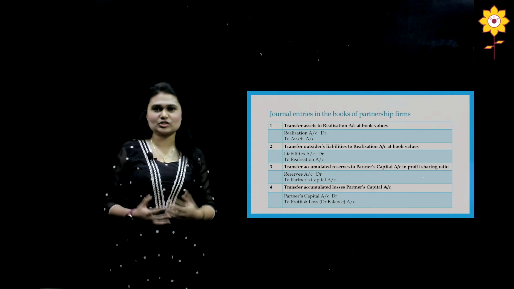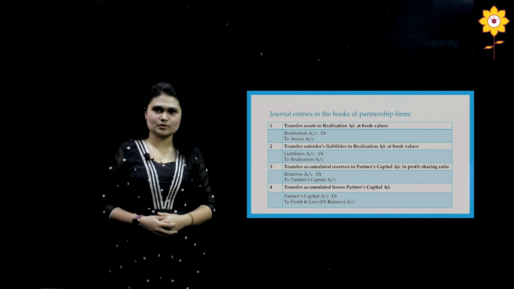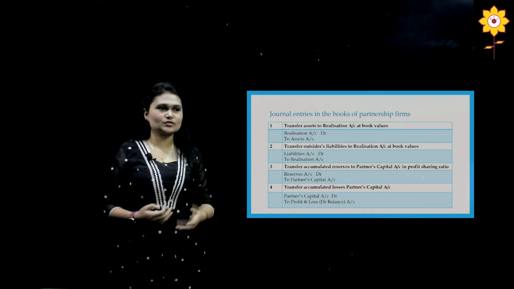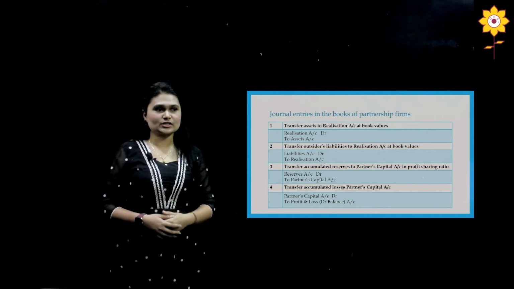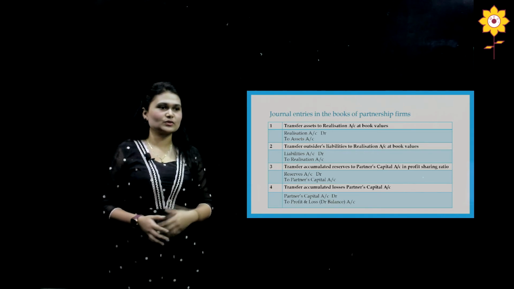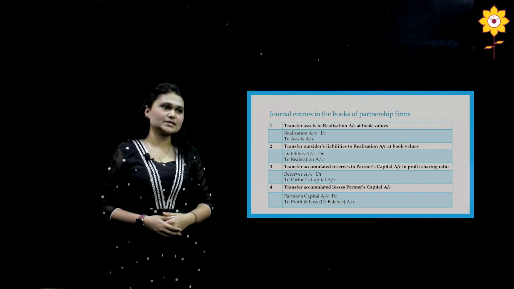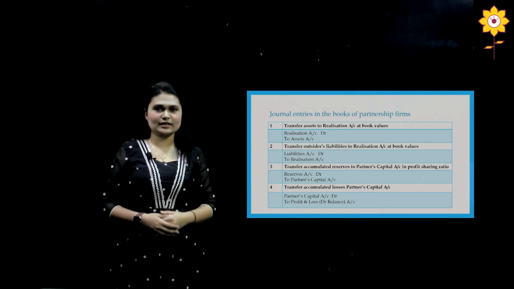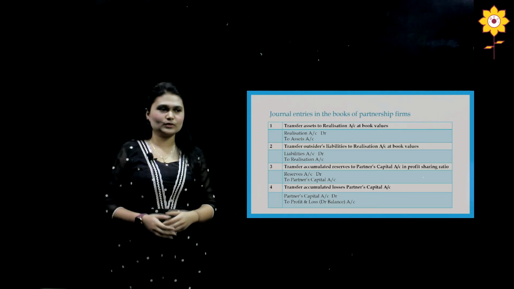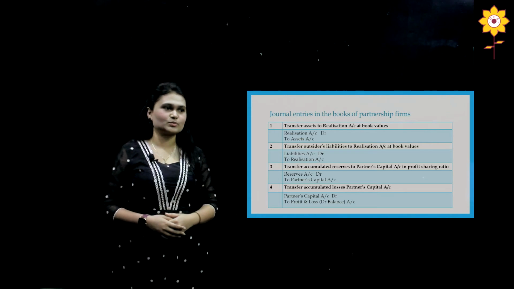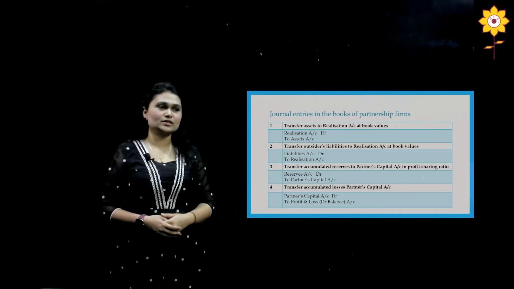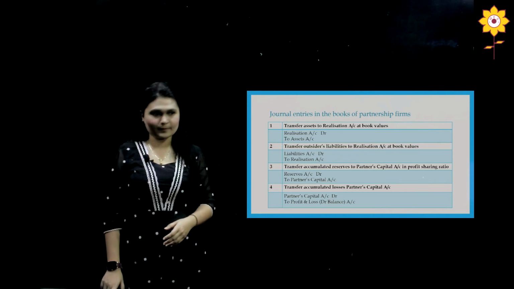Now, these are the steps or the journal entries in the books of the partnership firm. The first step is you need to transfer assets to realization account at book values. Then the second step is you need to transfer outside liabilities to realization account at book values. The third step is you need to transfer accumulated reserves to partners' capital account in PSR. If you check the approaches that we have already discussed before, you will get to know what PSR is, that is, profit sharing ratio. Now, the fourth step is you need to transfer accumulated losses to partners' capital account.